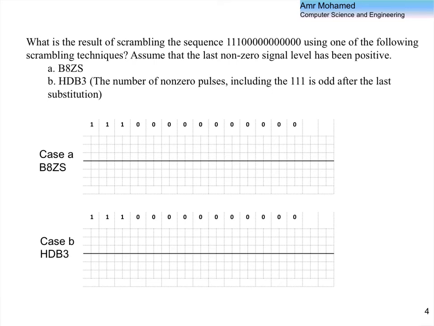Exercise number 2: what is the result of scrambling the sequence 1, 1, 1 and all zeros using one of the following scrambling techniques? If we go back to scrambling, remember, the main purpose of scrambling was to enhance synchronization and error detection. What is the other alternative that does the exact same thing?